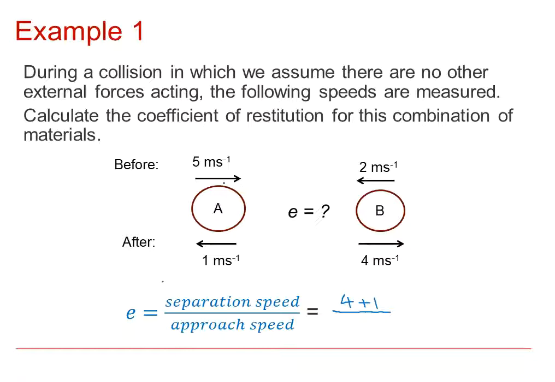However, if we look at the approach speed, A is moving to the right at 5 meters per second, B is moving to the left at 2 meters per second, so they are approaching each other at a relative speed of 5 plus 2. They're moving towards each other at a high relative speed, which gives us a coefficient of restitution value of 5/7.